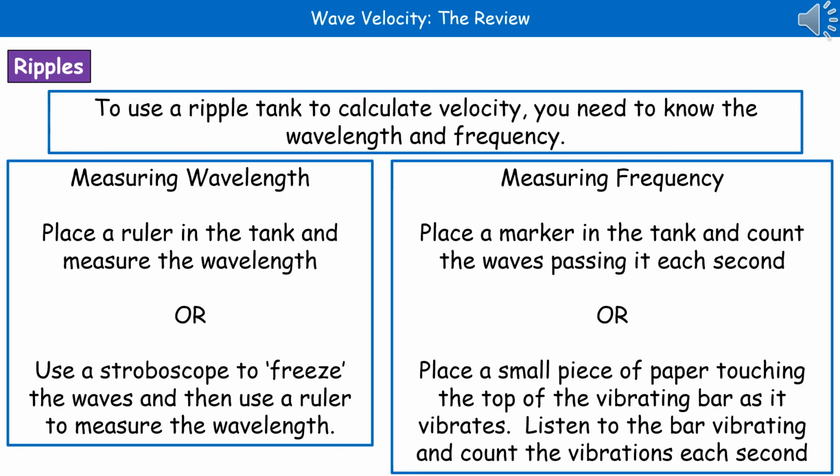We do need to know how a ripple tank can be used here. To calculate velocity, we need wavelength and frequency. To measure the wavelength, you can put a ruler in the tank and just measure it by eye, or we can use a stroboscope to freeze the waves and then use the ruler to measure the wavelength. To do frequency, we place a marker in the tank and count the waves passing it each second, or you just put a small piece of paper touching the top of our vibrating bar, then listen to the bar vibrating and count each vibration.